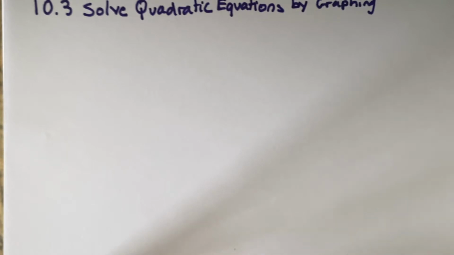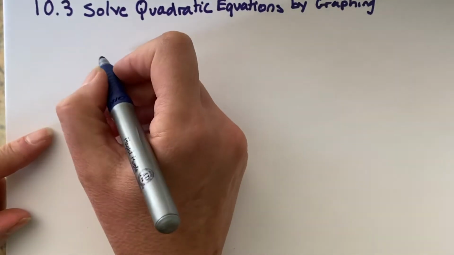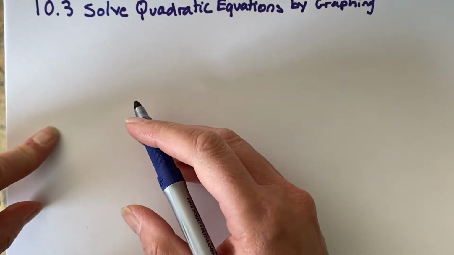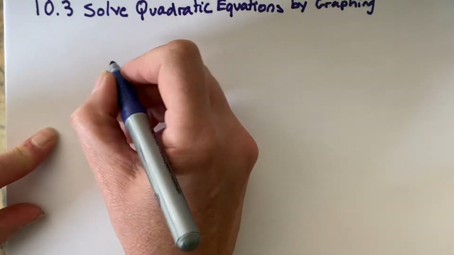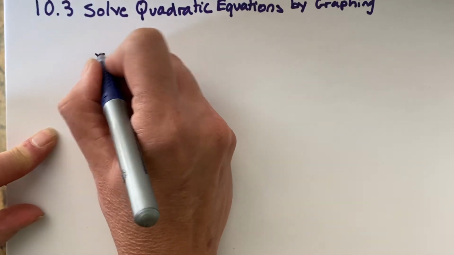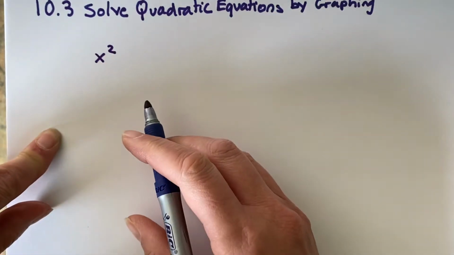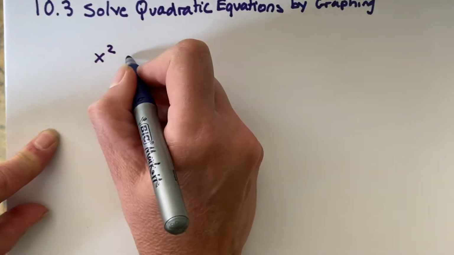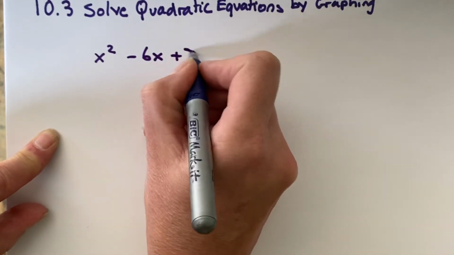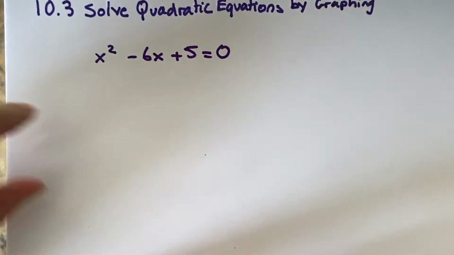So we're going to start with 10.3, solve quadratic equations by graphing. But as part of that, I am going to review some things we've been doing before and put things all together for you. Let's take the quadratic equation, x squared minus 6x plus 5 equals 0.